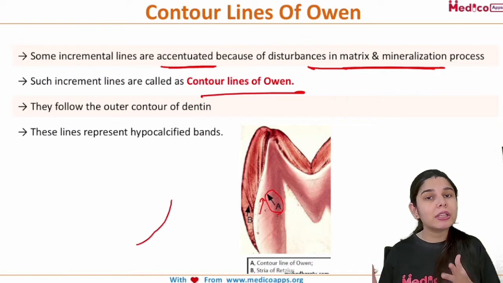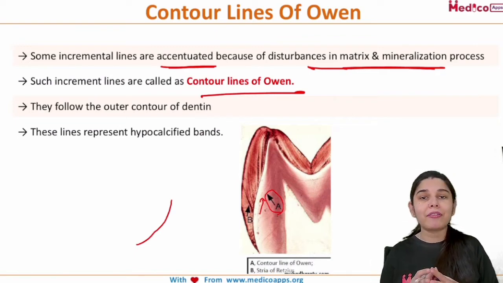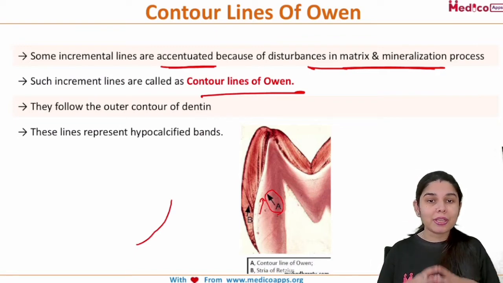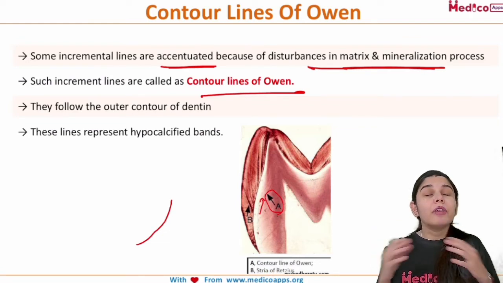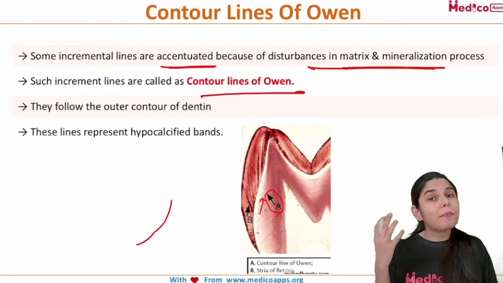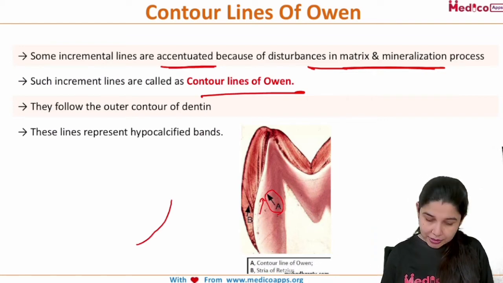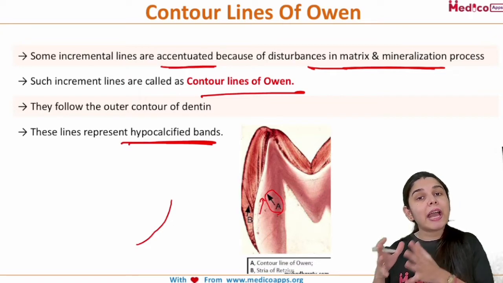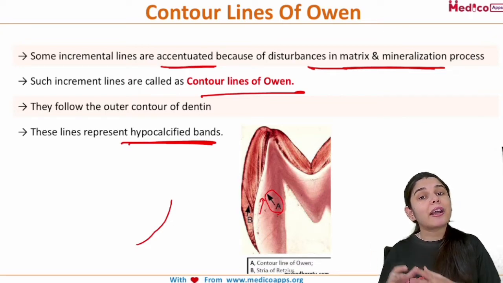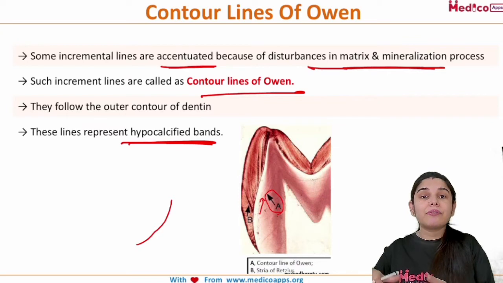Why? Because these are formed due to the disturbance in the matrix and mineralization process. And lastly, why are they formed? How is the disturbance done? And where is the disturbance done? Basically, these lines represent the hypocalcified bands. That means wherever there is hypocalcification occurring in the dentin, these lines will be formed.